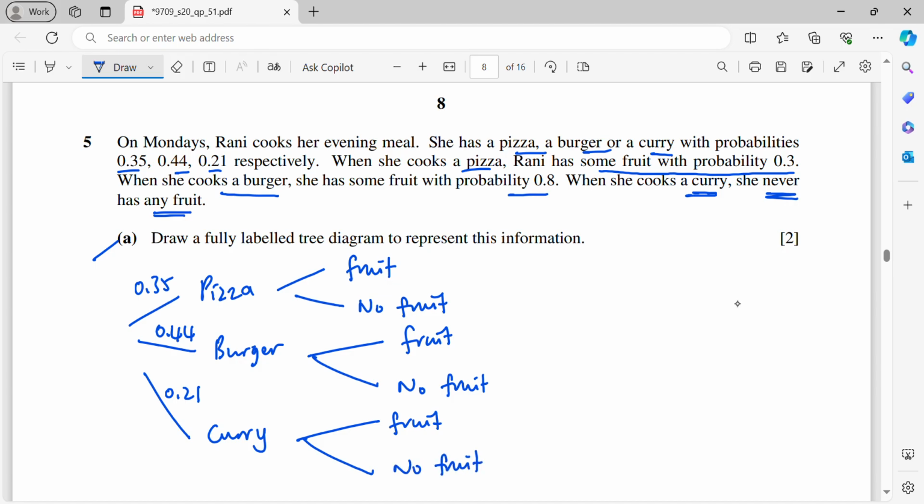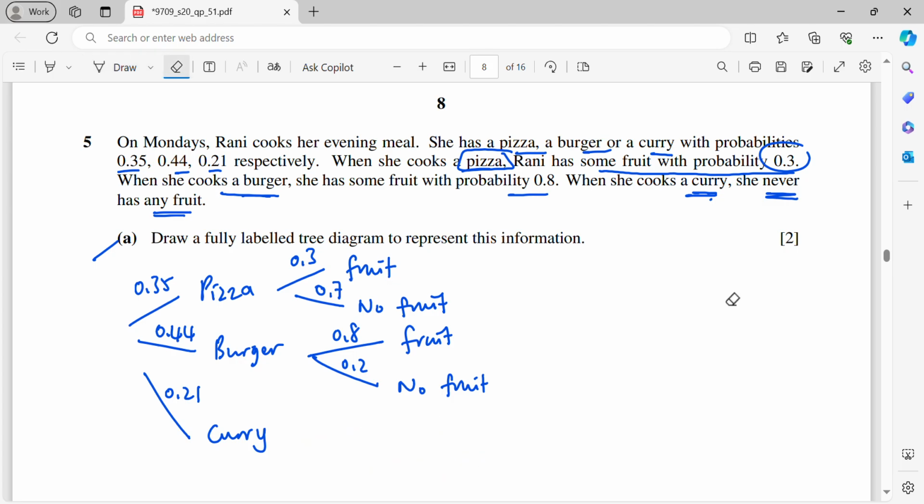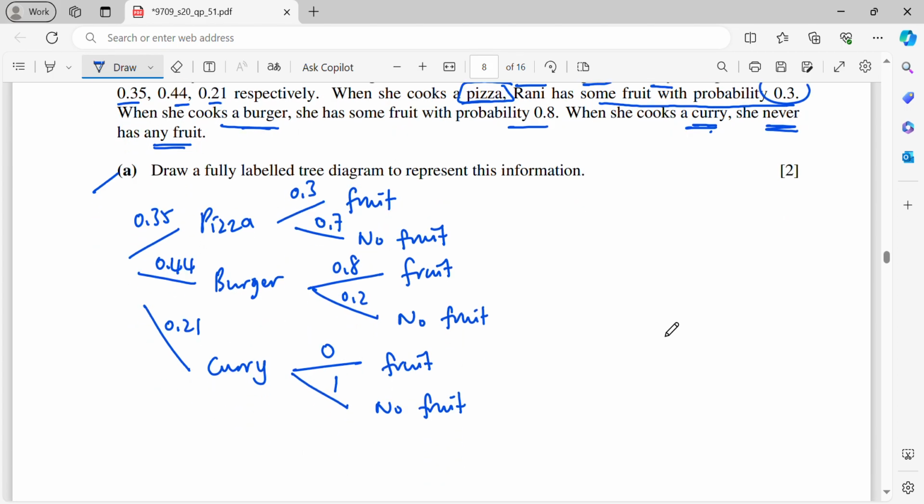Now, when she cooks pizza, right, probability of having fruit is 0.3. So no fruits will be 0.7. So that the total probability is 1. Now, when she cooks a burger with fruit is 0.8. No fruit, 0.2. And when she cooks a curry, she never has fruit. So it means that here, I shouldn't have fruit. So it means here, it will be no fruit. Or probably you can just write, this is fruit, this is no fruit. Here is 0 probabilities, this is 1. Okay, so this is the tree diagram.